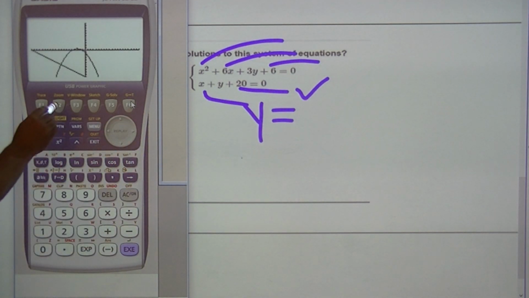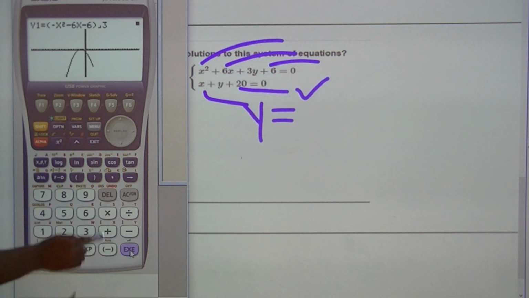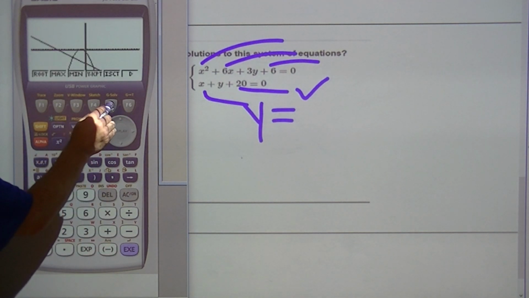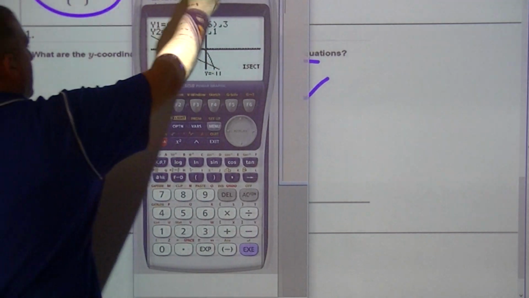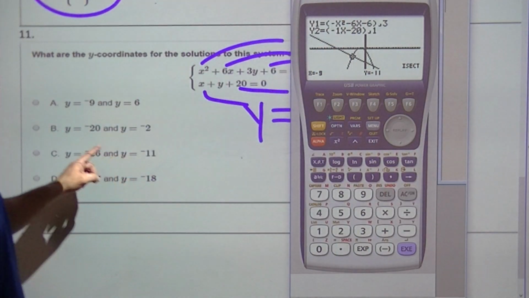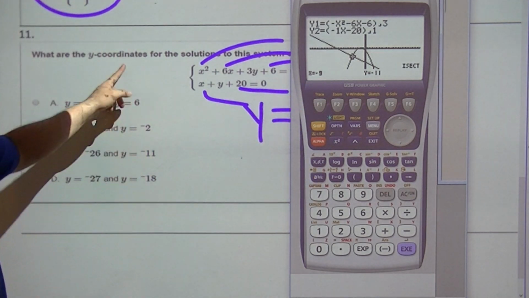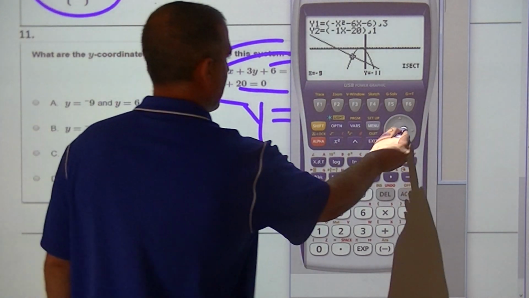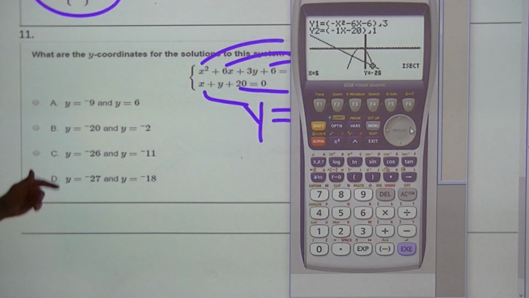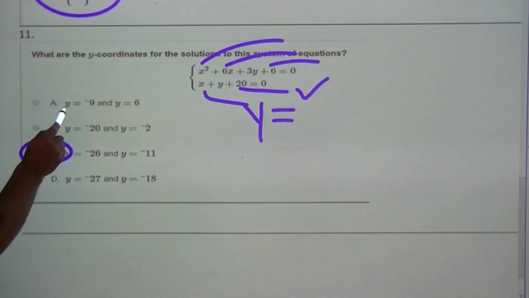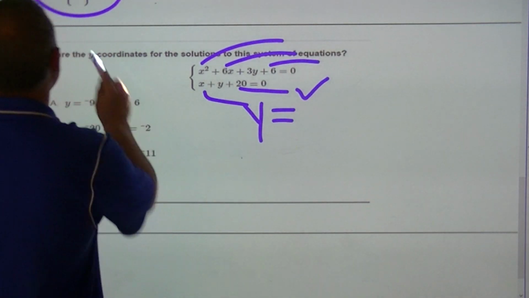Draw. I'm going to have to zoom out one more time. Alright, G-solve intersect. Now, be careful. Your answer here, they want the y's. So that is -11. If I'm being a good test taker, that's automatically my answer. If I hit over, I'll get that as -26. So there's my answer there.